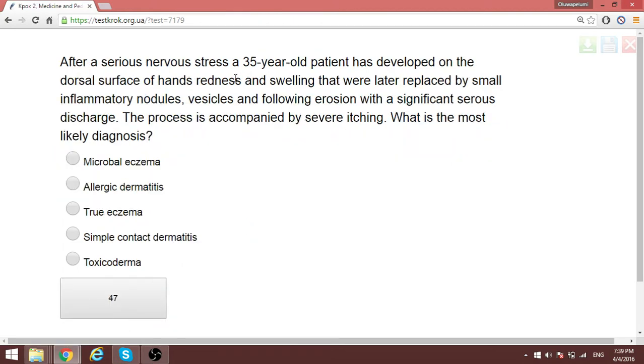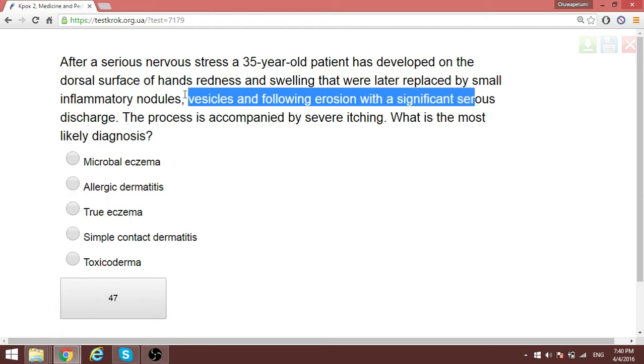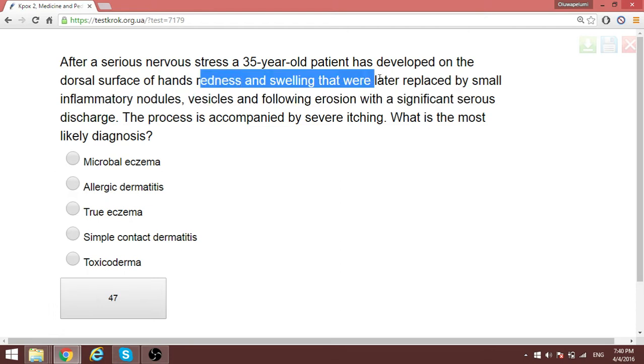Okay, in this particular patient, they are not telling us about a specific allergen. They are not telling us about a toxin or a poisoning. They are not telling us about a microbial infection or an underlying basis for microbial infection. So these presentations: vesicles following erosion, serous discharge, inflammatory nodules, redness and swelling that are later replaced by small inflammatory nodules. These are typical for true eczema.